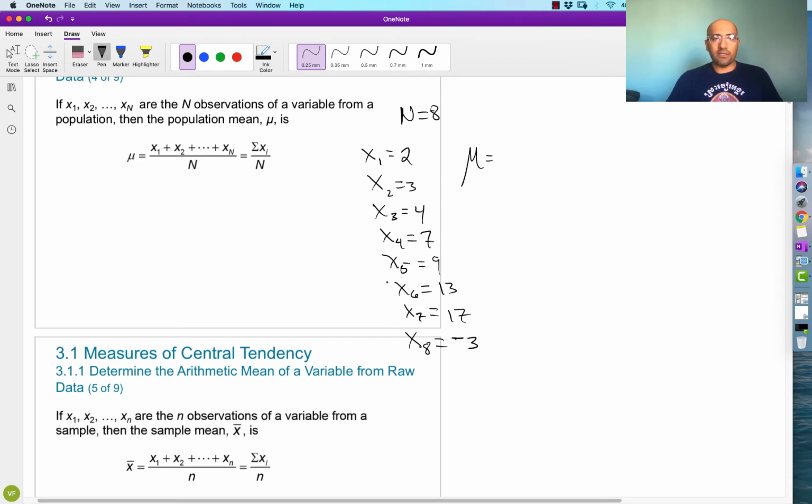Okay, so in order to find the mean of these 8 values, the formula states that all we have to do is add all of these together and divide by the number of entries. So this could be 2 plus 3 plus 4 plus 7 plus 9 plus 13 plus 17 plus -3, and divide that whole thing by the number of entries, which is 8. Okay, so what is that? That's going to be 5, 9, 16, 25, 38, 55, 52. Mu equals 52 divided by 8.